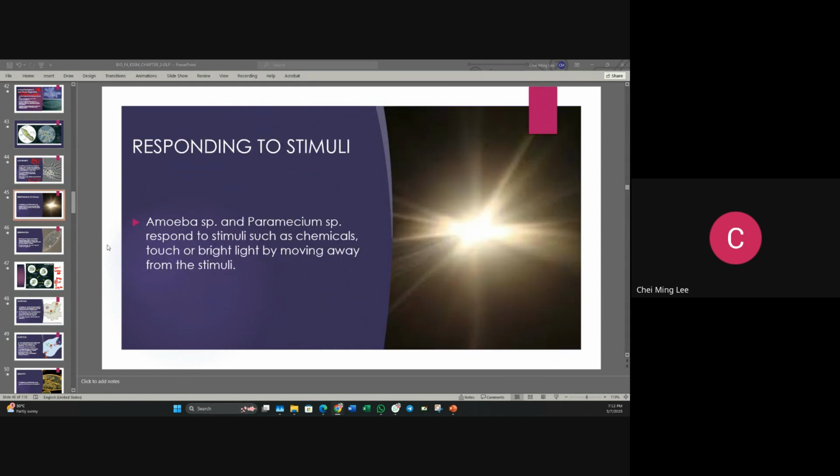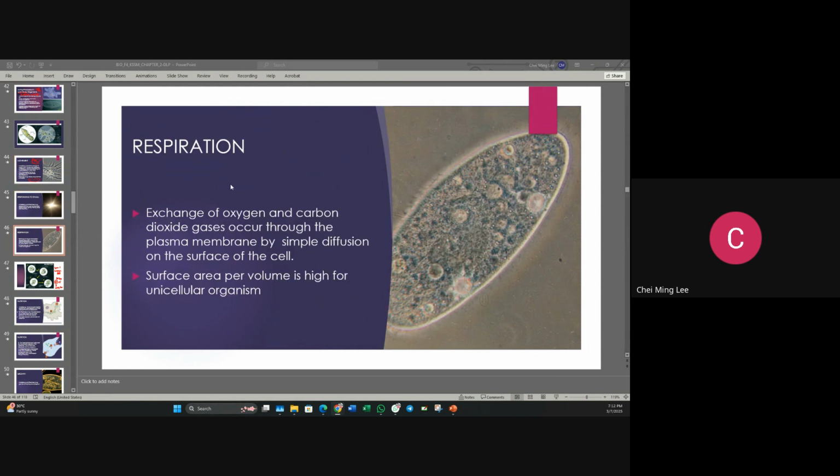Next, respiration. Respiration is a process that changes oxygen and glucose into energy. The exchange of oxygen and carbon dioxide gas occurs through the plasma membrane by simple diffusion. Simple diffusion means the substance moves in, passing through the cell membrane, the plasma membrane. That's why we call it diffusion.